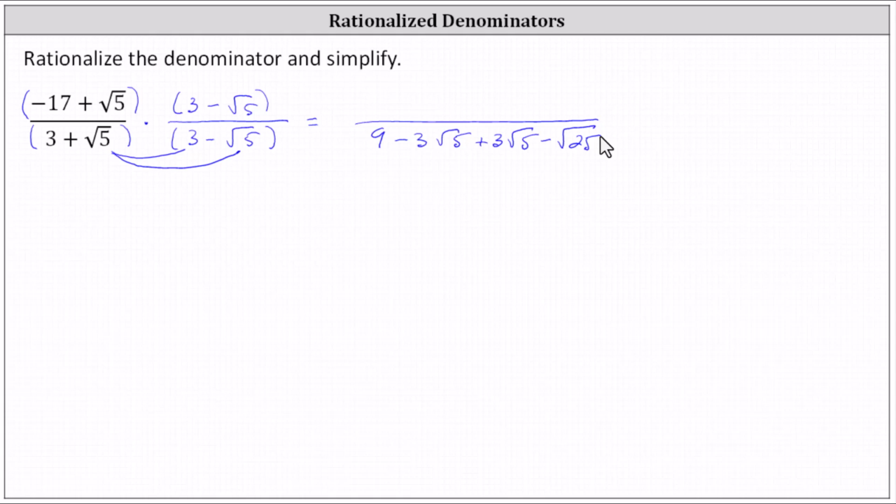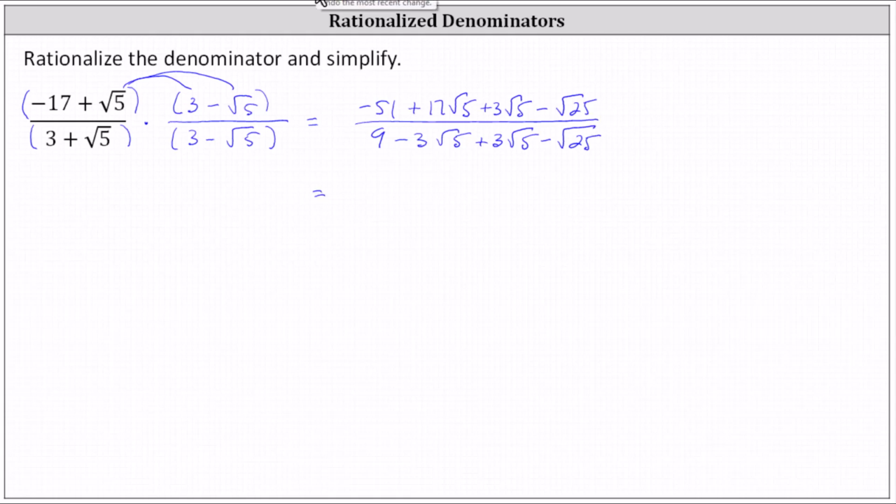And now multiplying in the numerator, we have negative 17 times 3, which is negative 51, plus negative 17 times negative square root 5, which simplifies to plus 17 square root 5. Next, we have negative square root 5 times 3, which gives us plus 3 square root 5. And then finally we have plus square root 5 times negative square root 5, which gives us minus square root 25. And now let's begin to simplify.